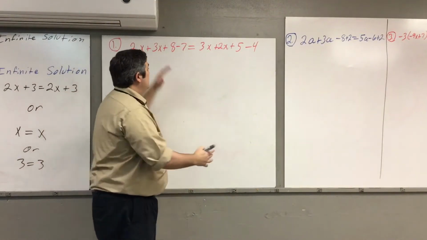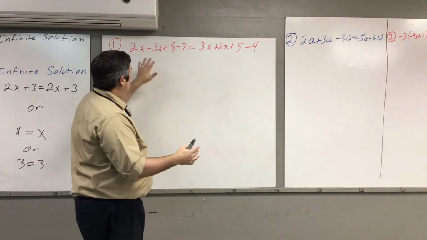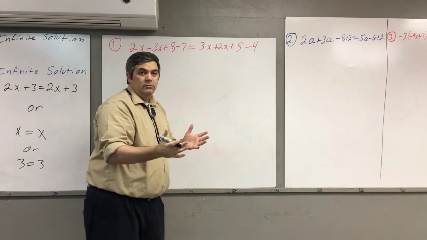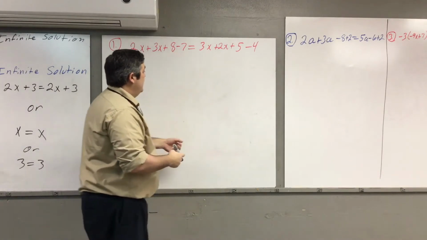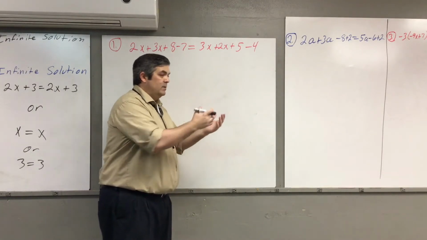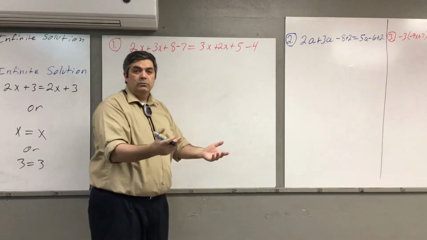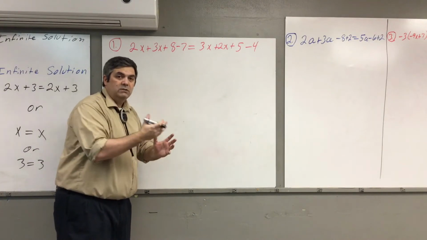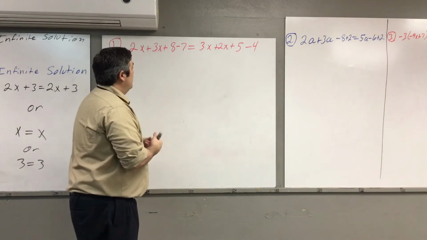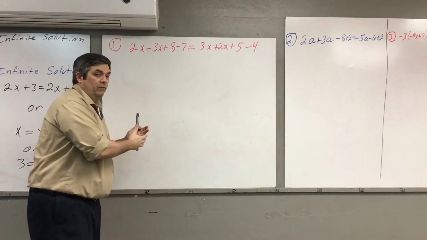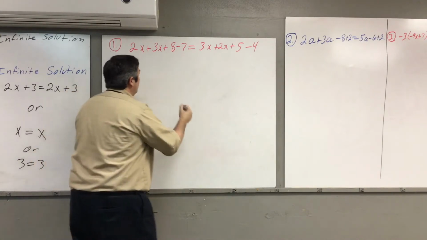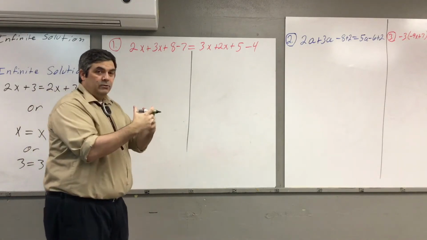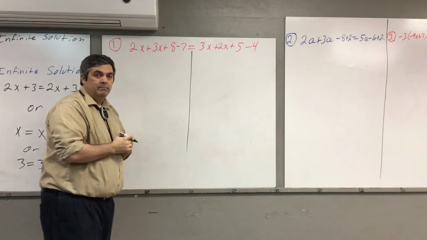If we work this problem and at some point what's on the left is identical to what's on the right, then I have an infinite solution. Or if I get all the way down and this side does not equal this side, then I have no solution. Or if I get down and I have x equals a number, then I have one solution. So that's what we're looking for here. We're just going to solve each equation, just like what we've been doing: draw our line, combine like terms, and then solve for x.